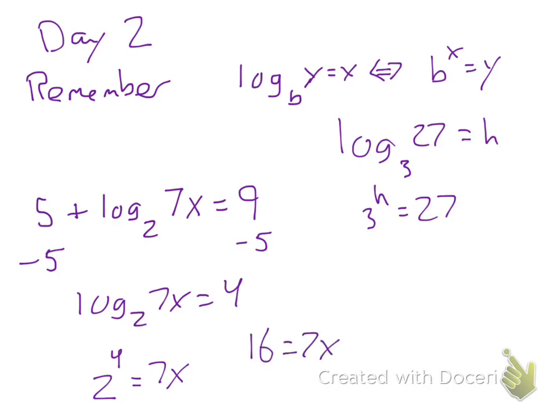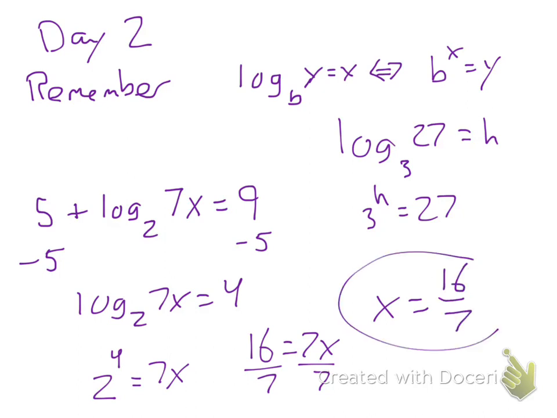Guys, the numbers do not have to be nice, but I'll just divide both sides by 7. And so x is equal to 16 over 7. Reduce it if you can. This one you can't. And we're done. So it's not that bad.